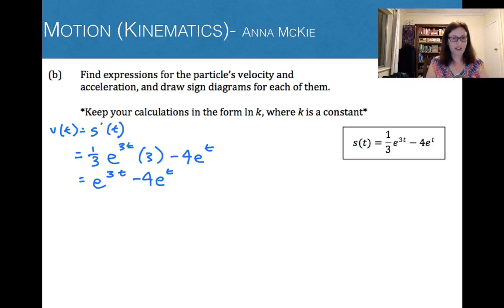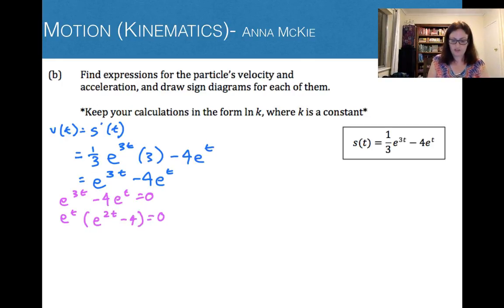Might just do that in another colour. We're working out e to the power of 3t take 4 e to the t when that's equal to 0. So we have to factorise that, taking out a common factor of e to the power of t.